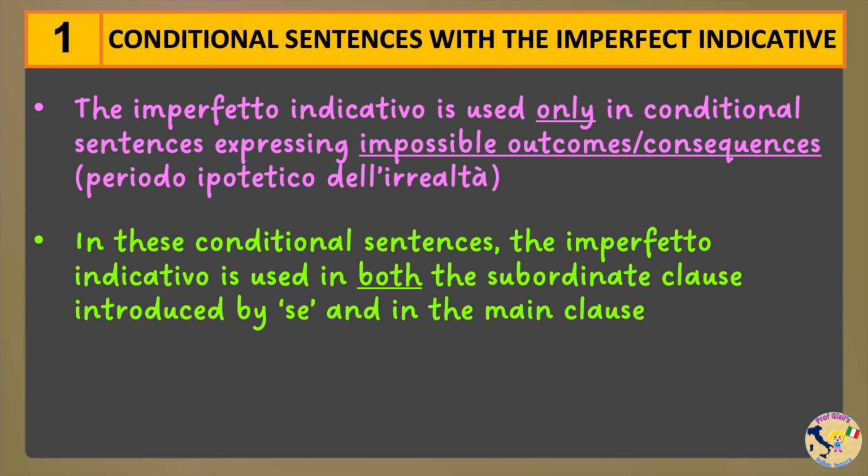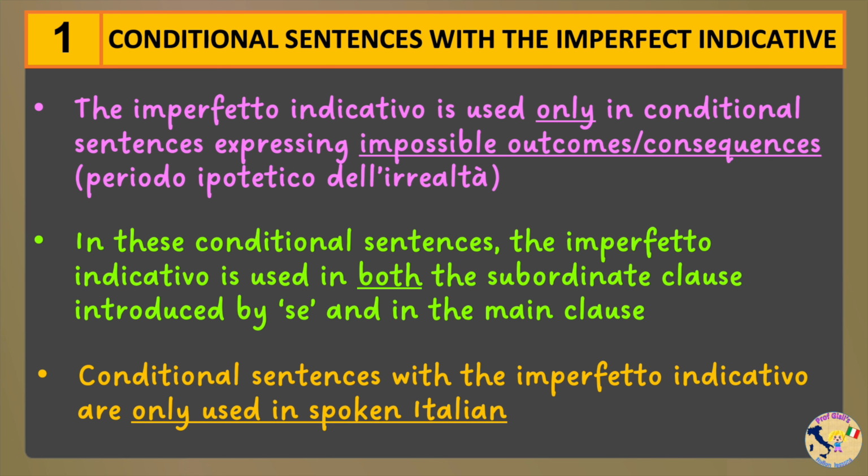Second, in these conditional sentences, the imperfetto indicativo is used in both the subordinate clause introduced by se and in the main clause. Third, conditional sentences with the imperfetto indicativo are only used in spoken Italian. In written Italian, you must follow the rules of periodo ipotetico that we have seen earlier. Let me also add that, although the use of the imperfetto indicativo in type 3 conditional sentences is acceptable in everyday conversation, learning and using the grammatically correct conditional sentence structures is always preferable.